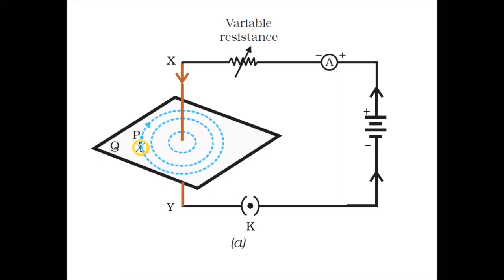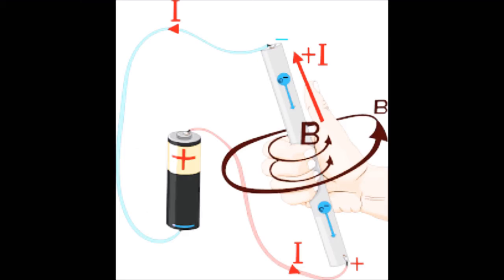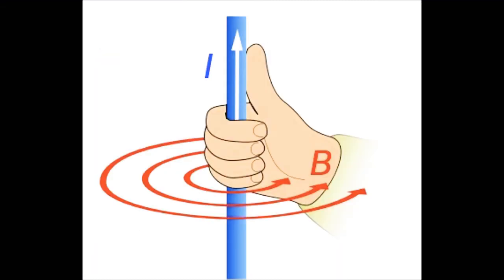Let us now see the way of finding the direction of magnetic field associated with the current carrying conductor. That is the right hand thumb rule. When we hold the current carrying conductor in our right hand with fingers wrapped around, where the thumb points towards the direction of current as shown, the fingers wrapping around indicate the magnetic field and the thumb shows the direction of current.